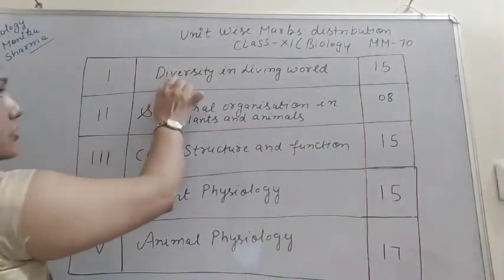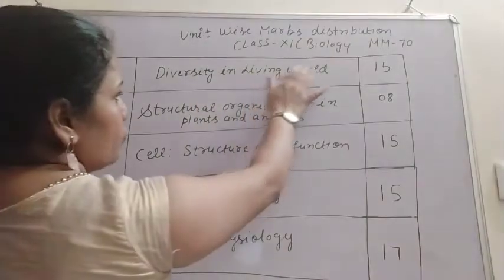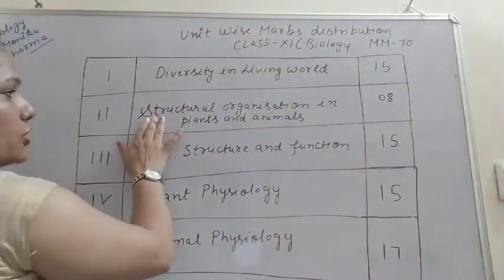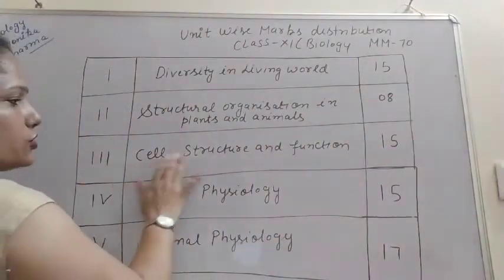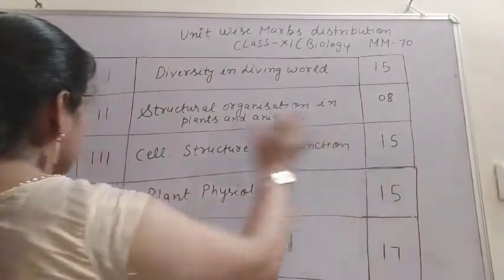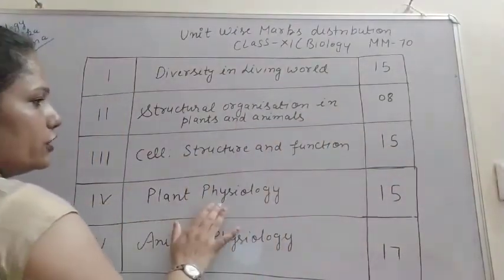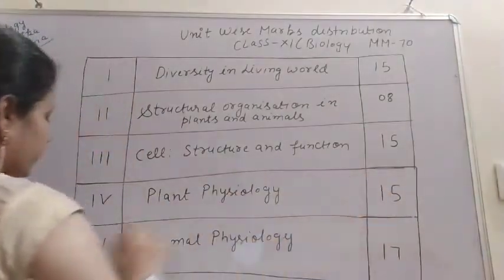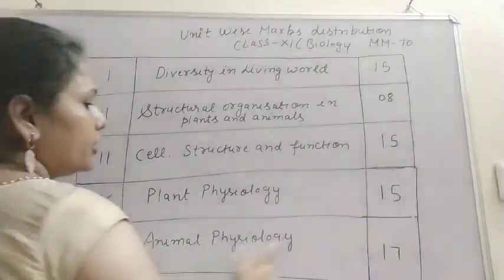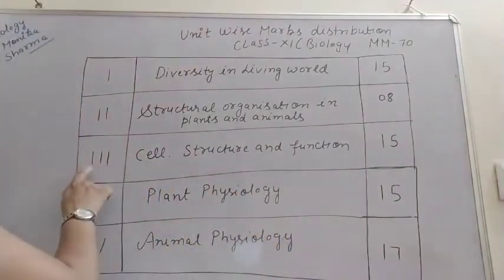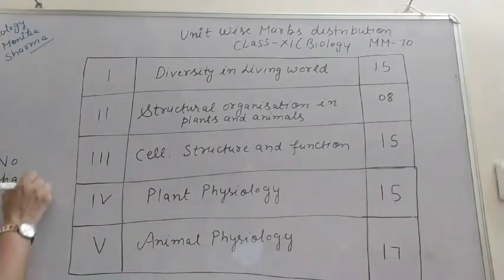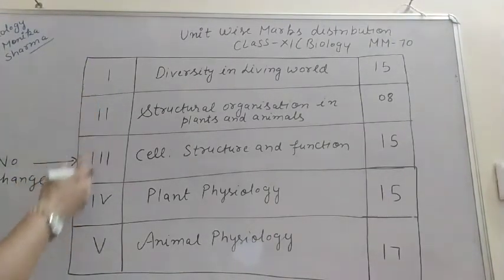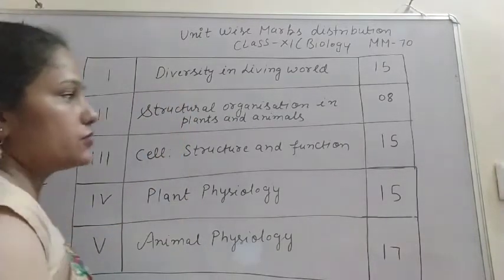Unit first, Diversity in Living World, is of 15 marks. Unit second, Structural Organization in Plants and Animals, 8 marks. Unit third, Cell Structure and Function, is of 15 marks. Unit fourth, Plant Physiology, is also of 15 marks. Then unit fifth, Animal Physiology, is of 17 marks. In unit third there is no change, and in other units there will be some changes which we have discussed. So that is the unit wise marks distribution.